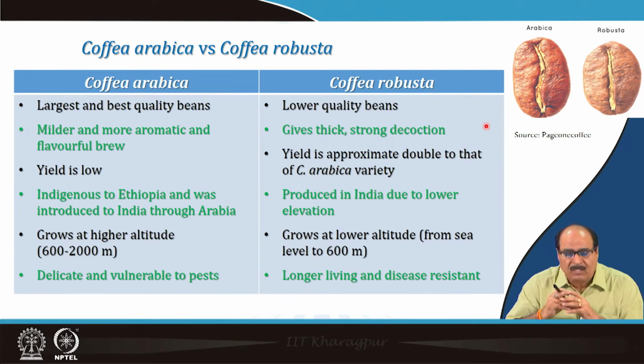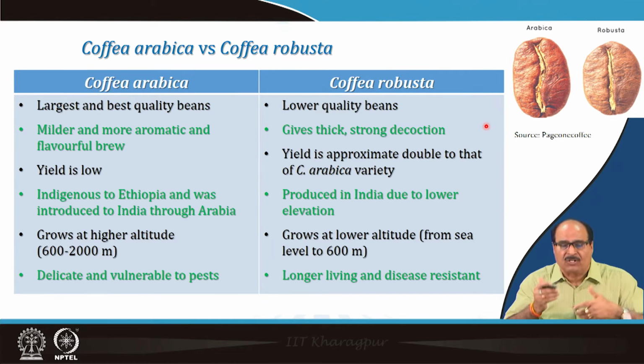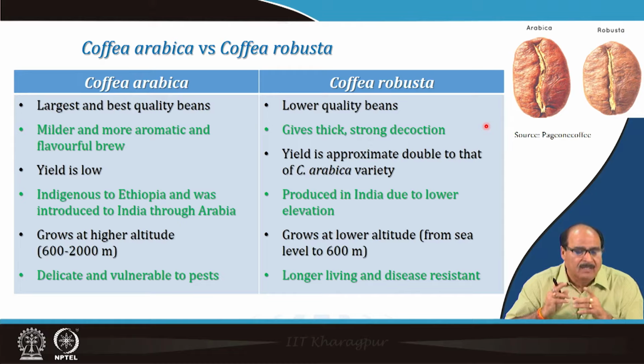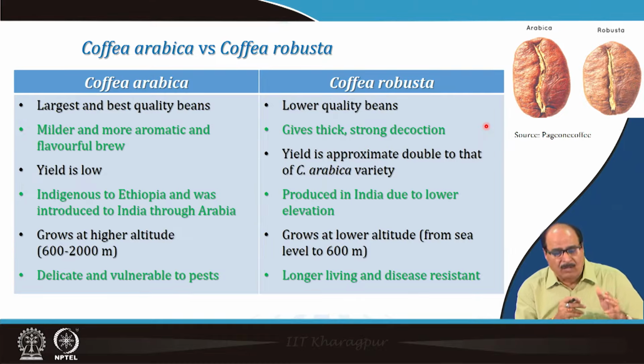Coffea robusta gives a thick and strong decoction, and because of that, it is liked most in India. In Coffea arabica the yield is low, but in Coffea robusta the yield is approximately double that of the Coffea arabica variety. Coffea arabica is indigenous to Ethiopia and was introduced to India through Arabia.